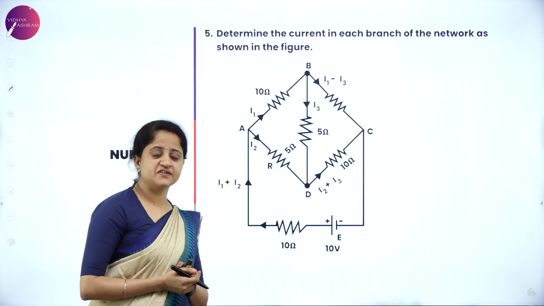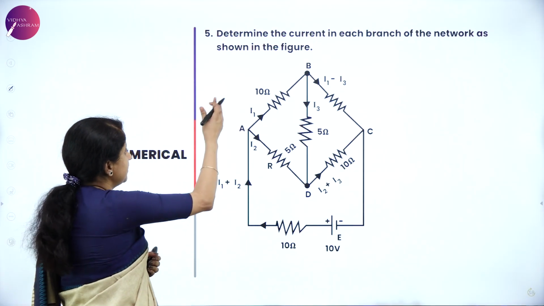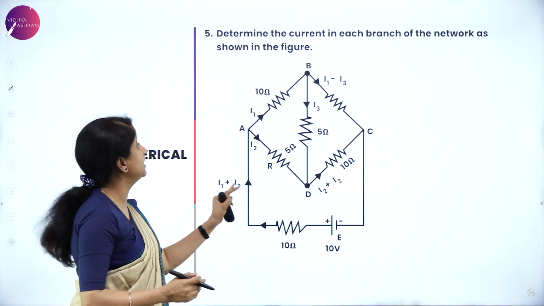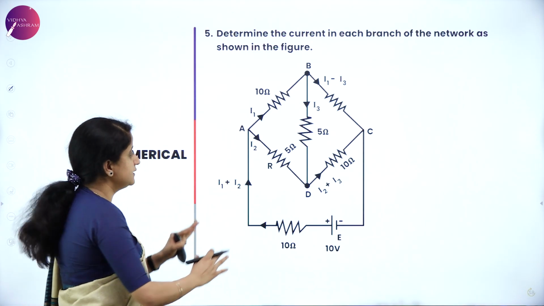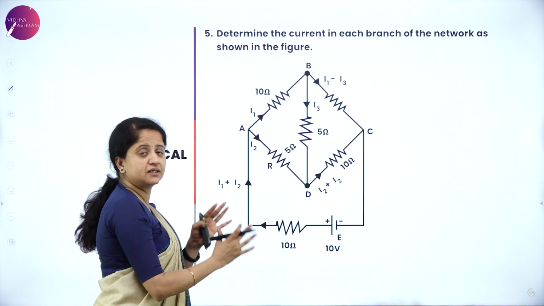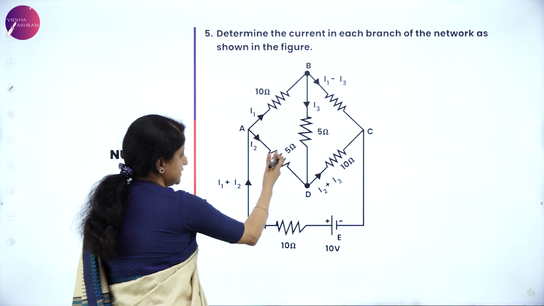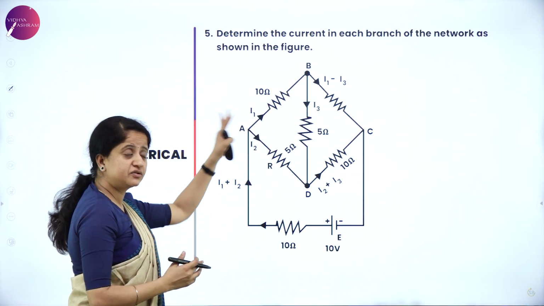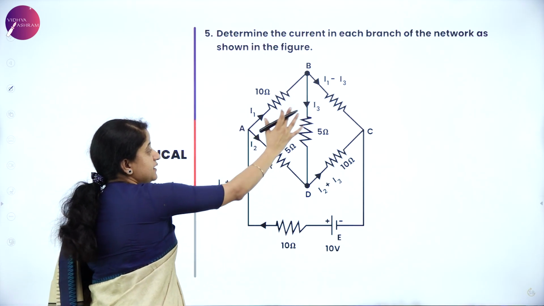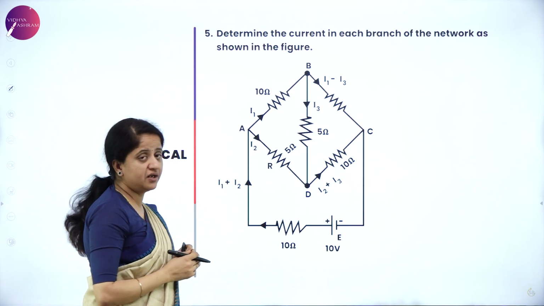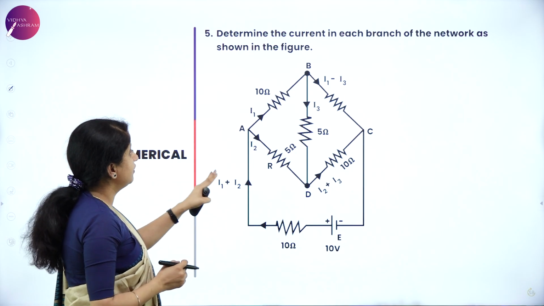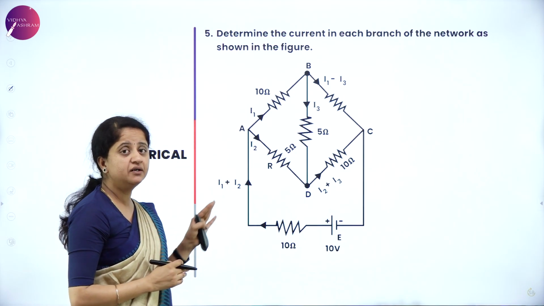Let us now move on to the next important problem, that is to determine the current in each branch of the network as shown in the figure. Here this is a Wheatstone network consisting of 4 resistances, and the current is flowing through the entire circuit, and it is maintained with a galvanometer of resistance 5 ohm. And now we have to find out the current in each branch of the network.